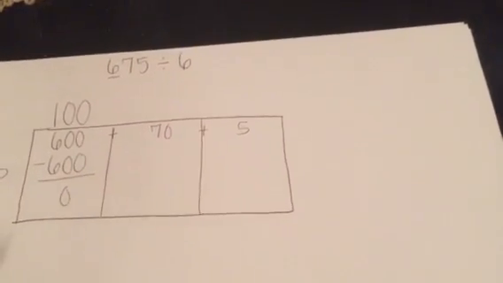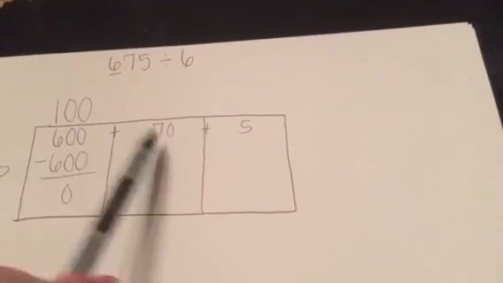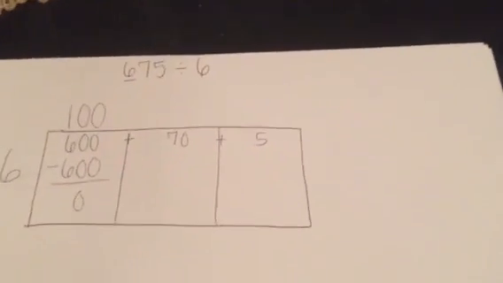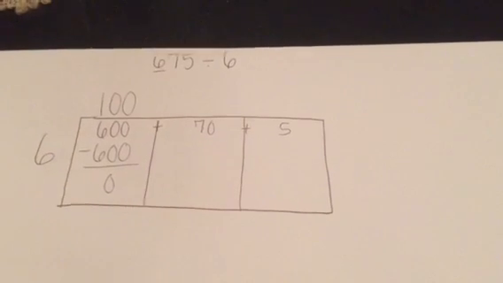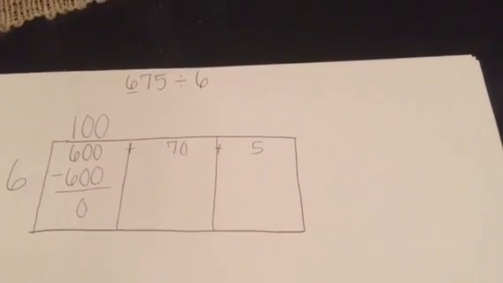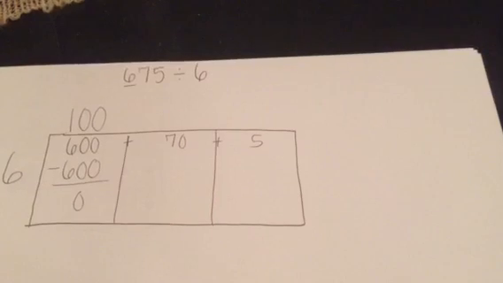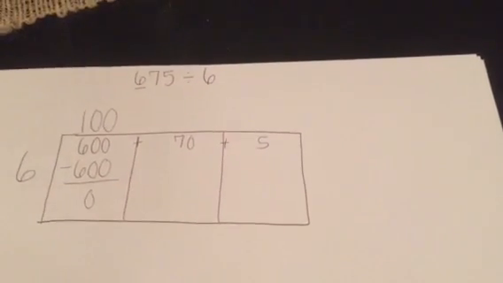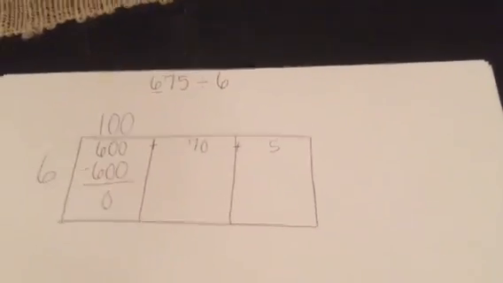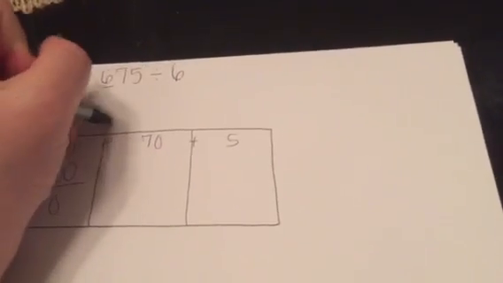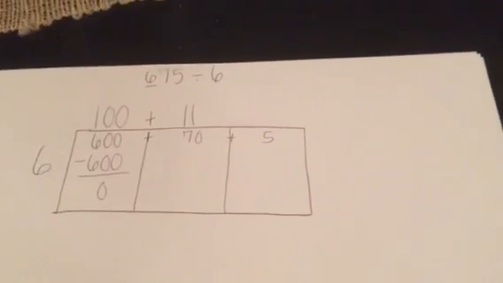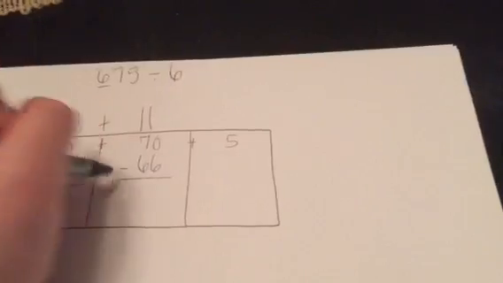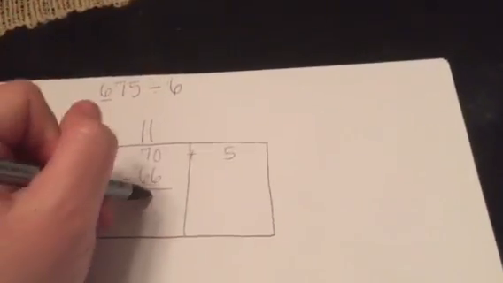But since I don't have anything to add this time, now I'm saying 6 times what is going to get me close to 70 without going over. Well, I know 6 times 10 is 60, and then I'm going to do 6 times 11 in my head. I know that's 66. And if I do anything more than that, I'm going to go over 70. So I'm going to go ahead and put 11 up here, and I'm going to do 11 times 6, which is 66, and I'm going to subtract. That's going to leave me 4.